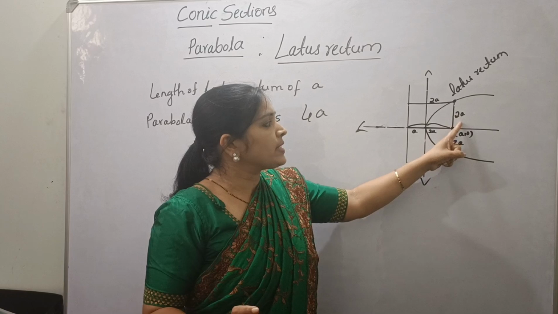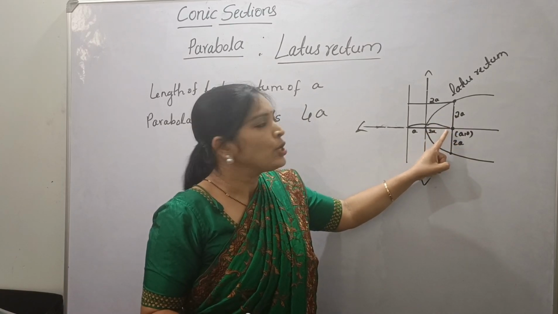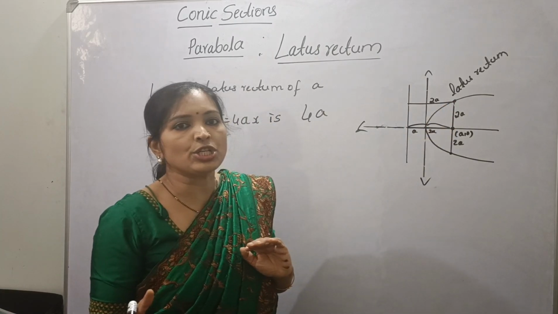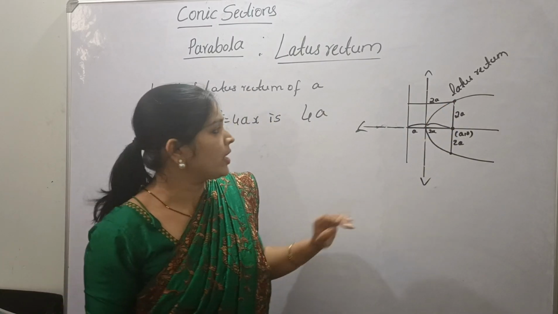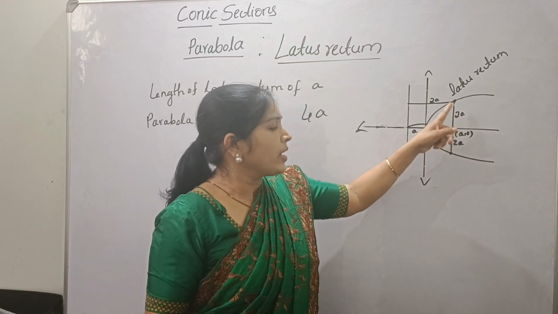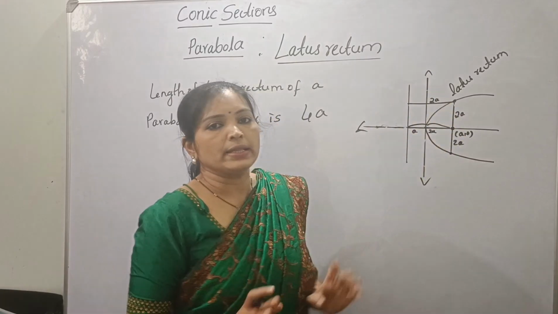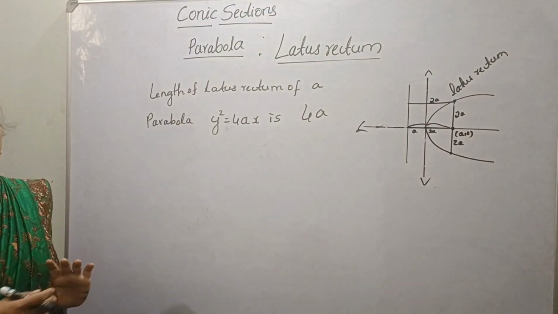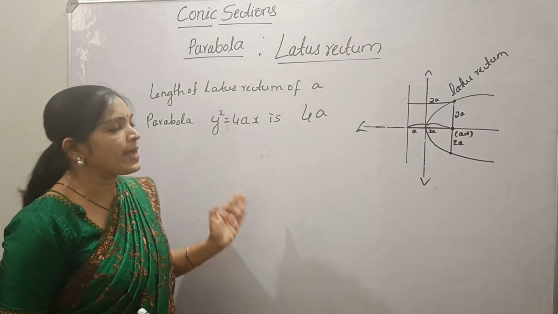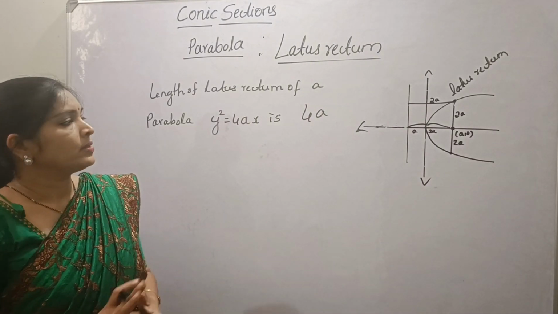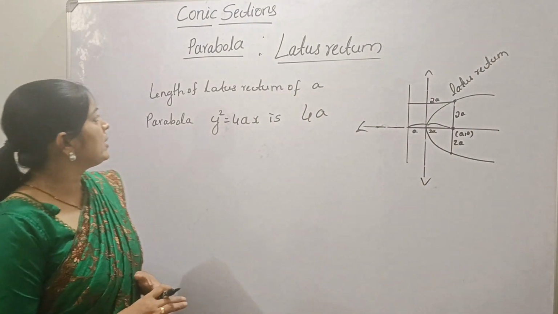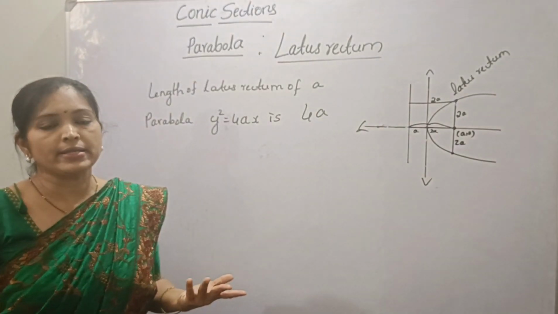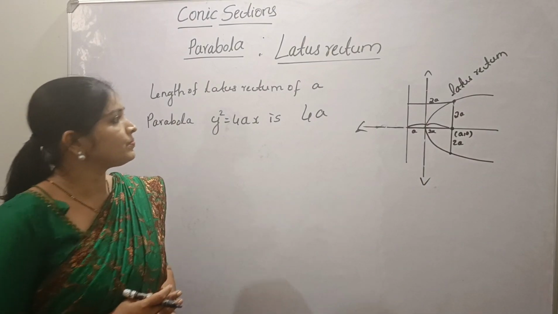That is the distance from the focus to the point on the parabola, because of the definition of a parabola. Since it is 2a on one side and 2a on the other, the total length is 4a. Therefore, the length of the latus rectum of the parabola y square is equal to 4ax is 4a. So remember, if it is y square is equal to minus 4ax also, the length is 4a.